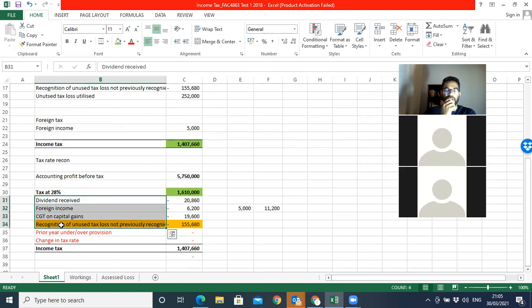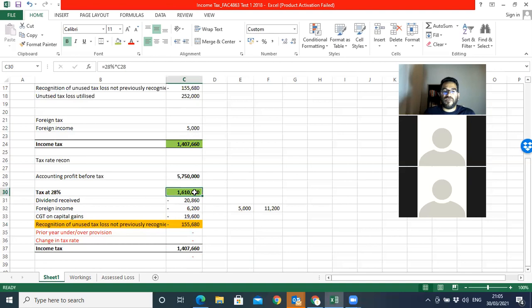And this is how you think about it. If something is included in the tax of 1.6 million, the accounting tax number, and will never be included in the income tax line item, which is a SARS number, then you need to include it in the tax rate recon. Similarly, if something is included in the income tax line item and is never included in the accounting tax number, then it will also be included in the tax rate recon.